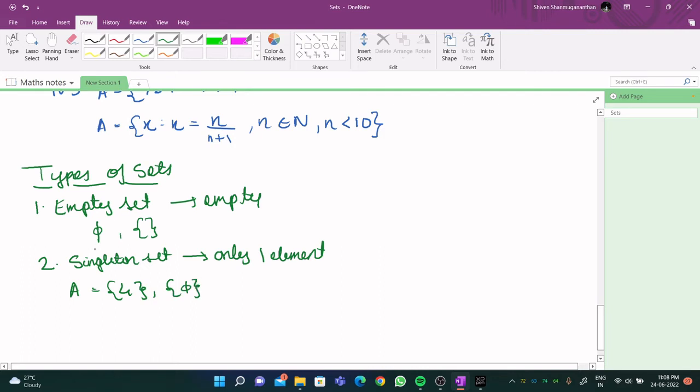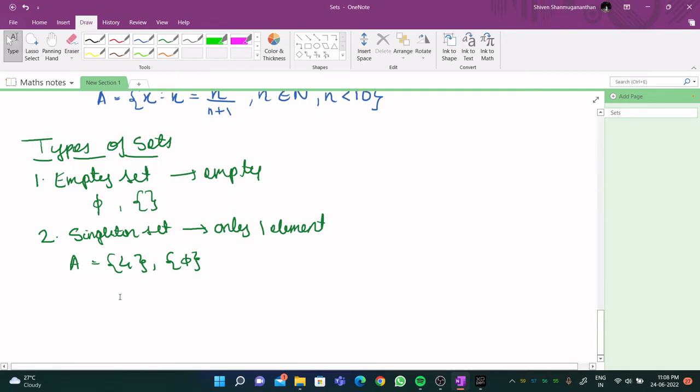You may be wondering here, I said phi represents an empty set, but I have phi here between curly brackets. Technically, phi is still an element, and if I put that element, that phi, between curly brackets, it is still a singleton set. This is the one tricky rule, or a knack if you call it.